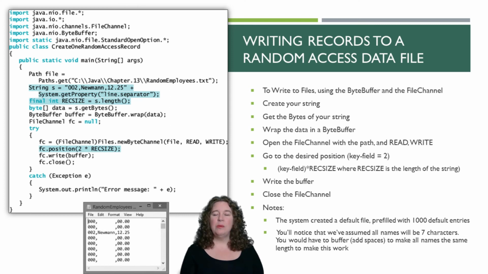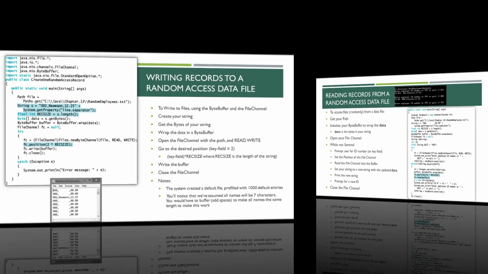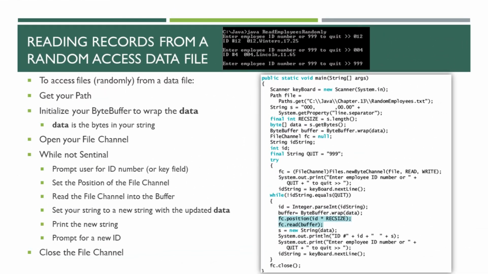Okay, so that's how we would write files in this case to a specific location. Let's talk about reading. When you want to read a file from a random access data file, again, go get your path, and initialize your byte buffer that you're going to use to wrap the data. The data, again, is the bytes that are in your string. In this case, we have our string of 0, 0 and our line separators, and we've added that.